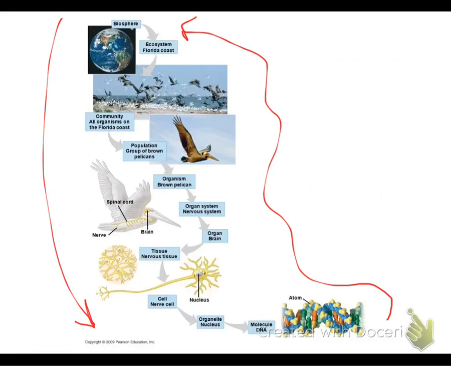So we have the atoms. Atoms would be put together to make a molecule of carbohydrates or a molecule of DNA. We would take different molecules and they would come together as a structure within a eukaryotic cell called an organelle. An example of an organelle would be the nucleus, as you well know. Nucleus, mitochondria, chloroplast.